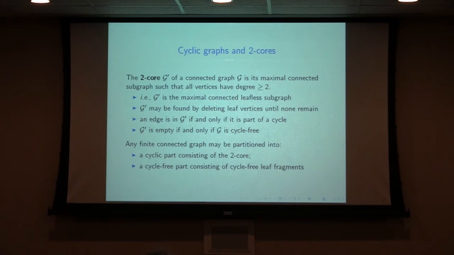Now, as a first step into cyclic graphs, I have a little structure result having to do with the two-core of a graph. If you have a graph realization or a graph, the two-core is the maximal connected subgraph such that all vertices have degree greater than or equal to 2. In other words, there are no isolated nodes and no leaves. And how do you get such a graph? You simply peel away all the leaves one by one till you get down to the two-core.